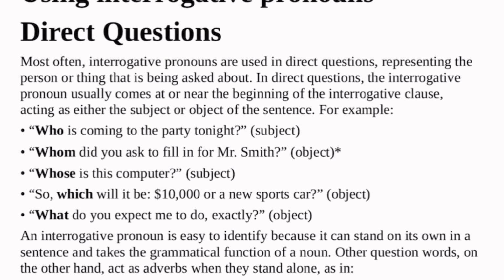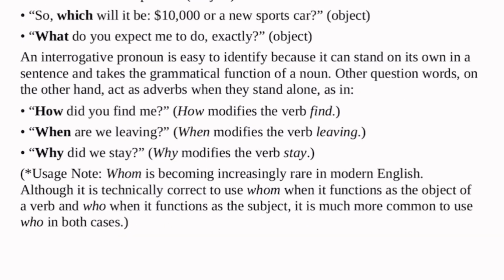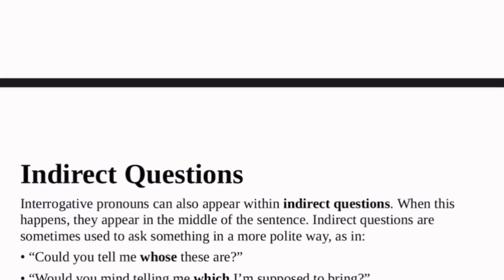An interrogative pronoun is actually easy to identify because, like we said, it is used in question sentences. So it can stand on its own in a sentence and takes the grammatical function of a noun. Remember, pronouns are words that we use instead of a noun. Other question words, on the other hand, act as an adverb when they stand alone. For instance, how did you find me? That how is modifying the verb find. So these ones are adverbs. When are we leaving? Time. Why did we stay? Reason. So take note of that.